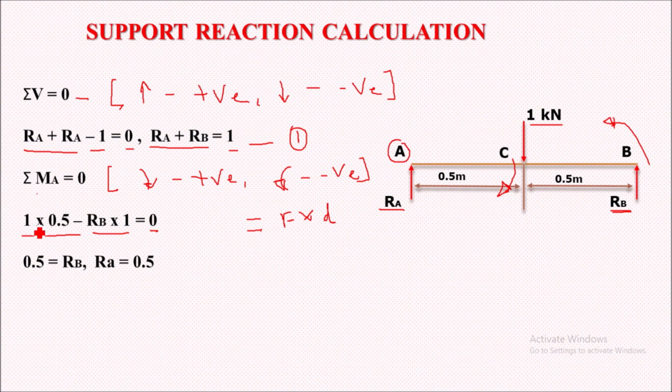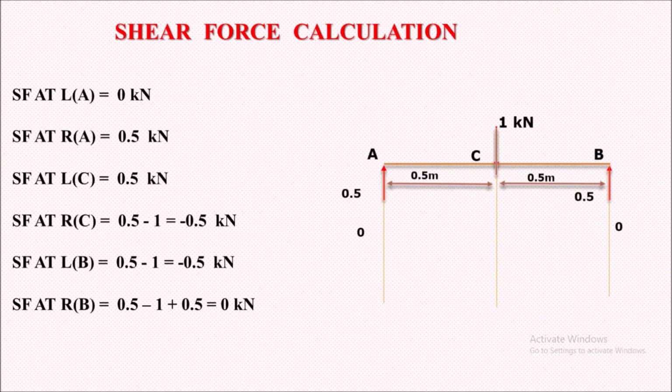On resolving this, 1 into 0.5 is nothing but 0.5. This will go to the other side, so we'll get the value of RB, which is 0.5. If we put the value of RB in the first equation, we can get the value of RA. It will be 1 minus 0.5, so the value of RA will also be 0.5. In this way we can calculate the support reactions. Now next, let's move on to the calculation of shear forces.